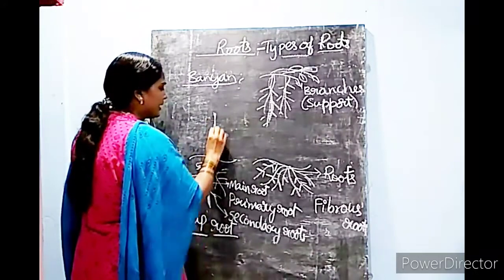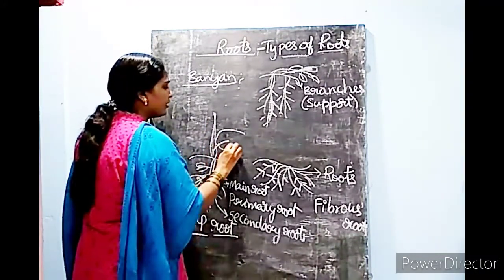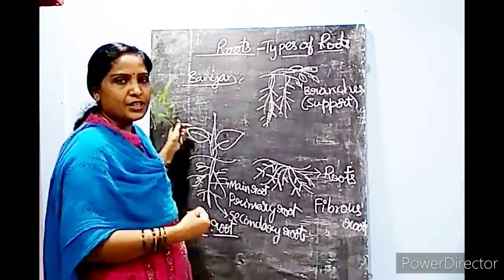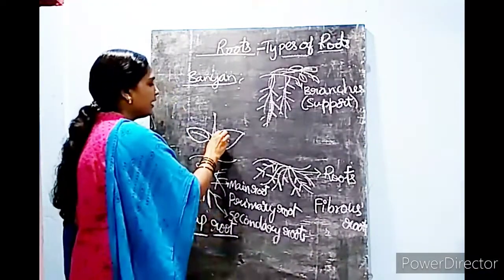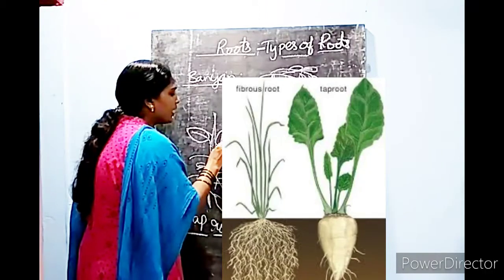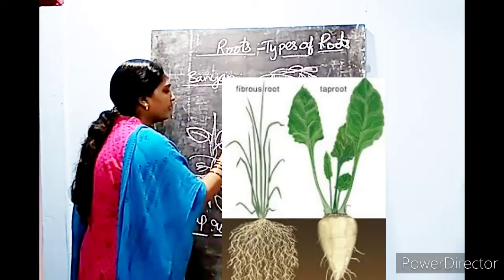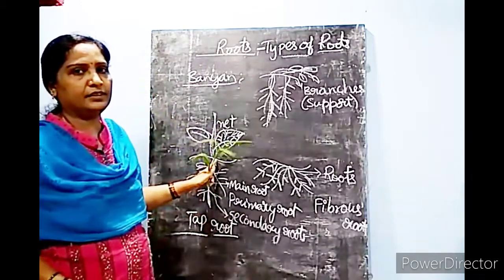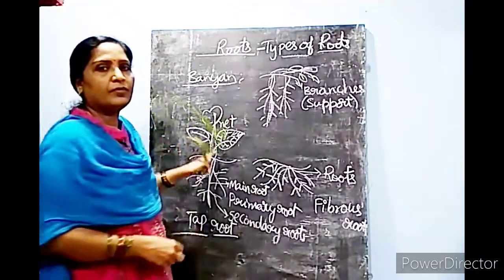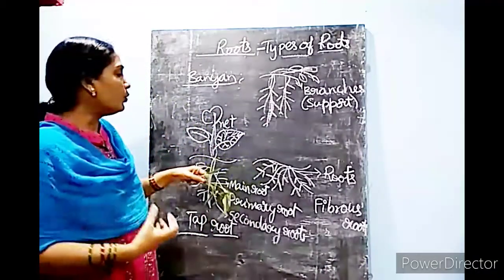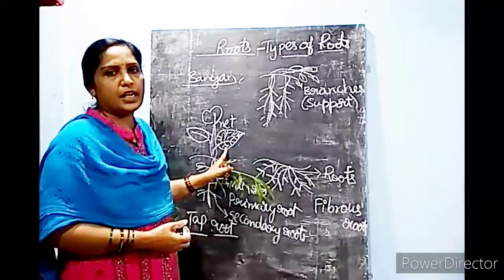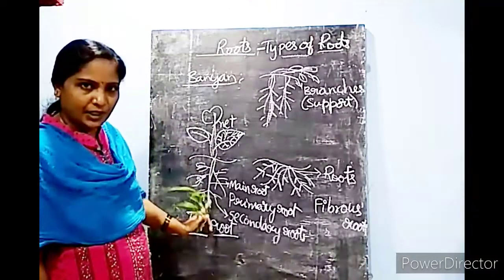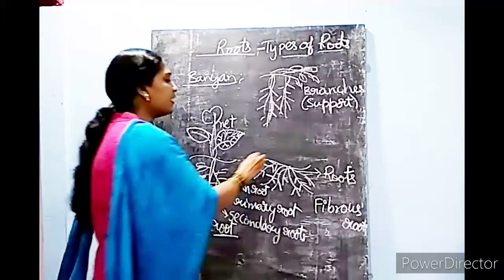In taproot plants, the leaves have veins like a net-like structure. In leaf structure, when you learned, you had seen they have veins which are net-shaped. Net-shaped veins are present in some plants. So in whose leaves net-shaped veins are there, those plants will have what type of roots? They have tap roots.